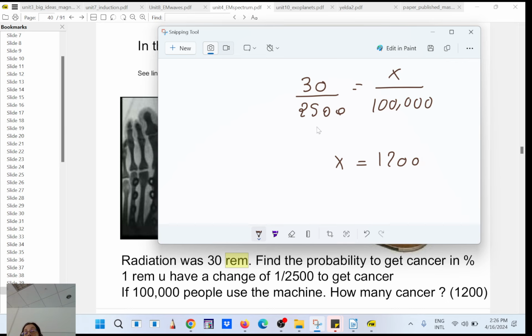So 30 out of 2,400, 2,500 is a small percentage, but of course you don't want to be among those 1,200 people. So very, very bad idea, okay? This is called the linear hypothesis, okay? So it's a way to find the probability to get cancer given an amount of radiation someone is exposed to.